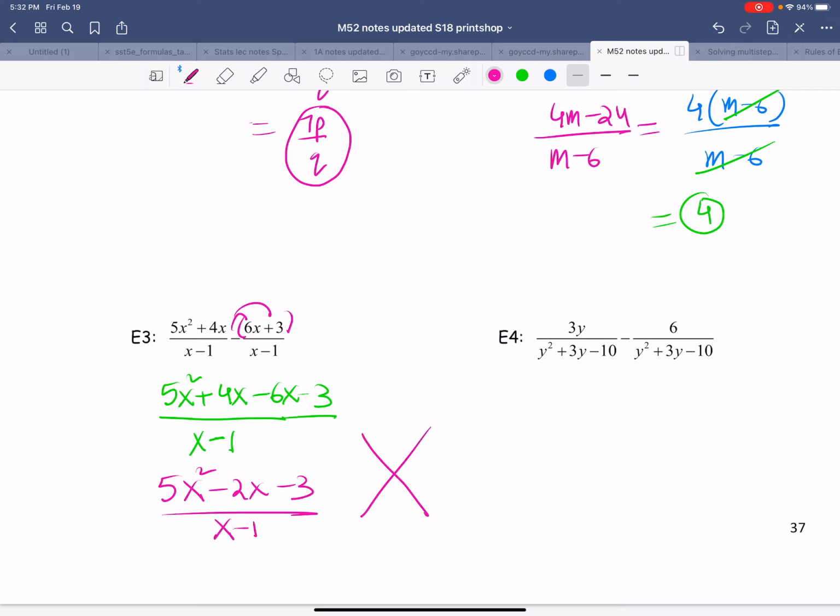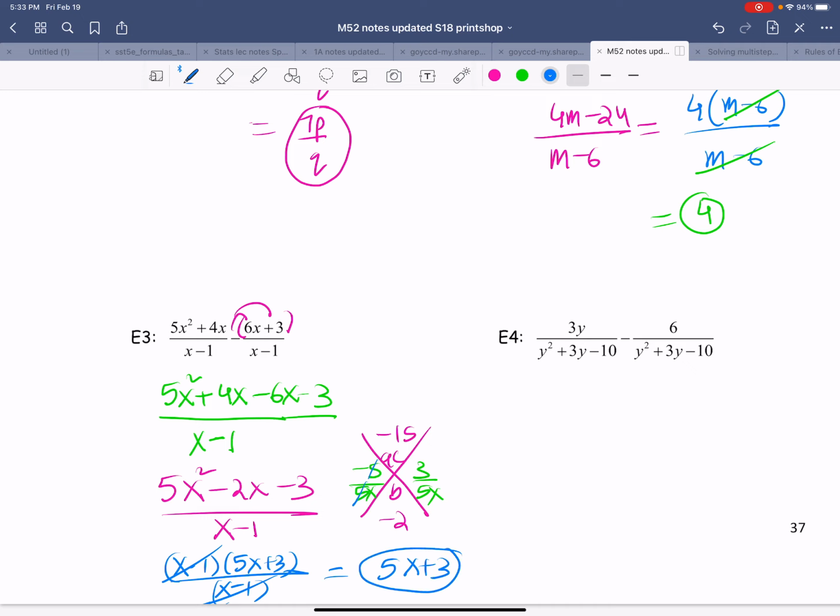Now, I'm going to try to factor the numerator, if I can, by using the AC method or X method. Two numbers that multiply to give me negative 15 and add up to give me negative 2 are negative 5 and 3. Because my first number is 5, I'm going to have to divide both of them by 5. Now, the first fraction can be simplified, so using the bottoms up method, this factors into (x minus 1)(5x plus 3) over x minus 1. X minus 1 is a common factor between numerator and denominator, and all we're left with is 5x plus 3.